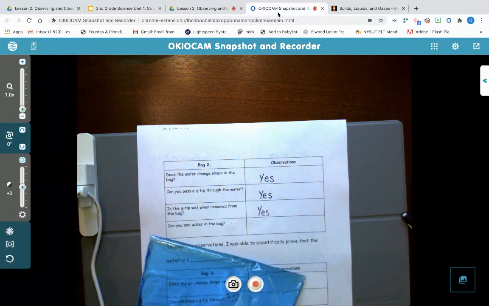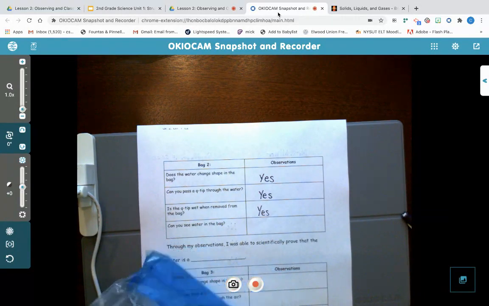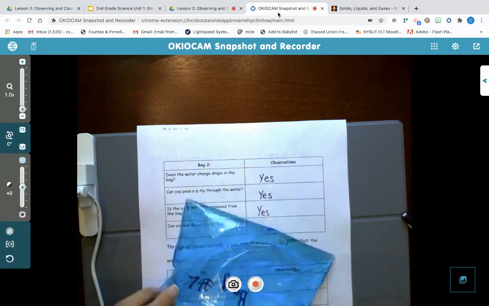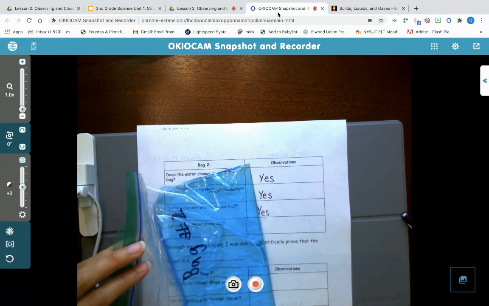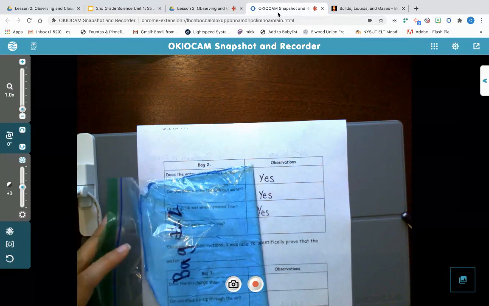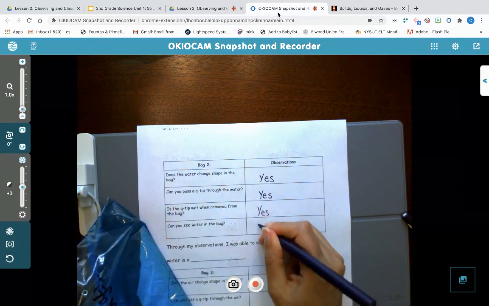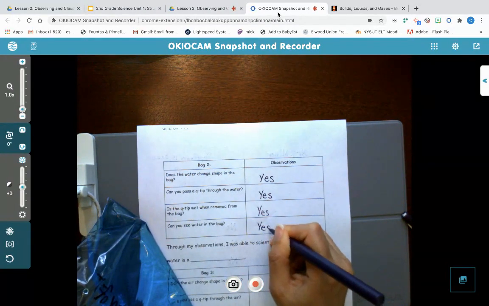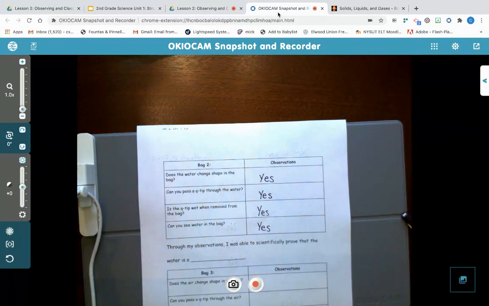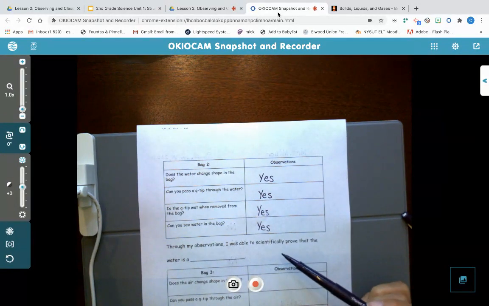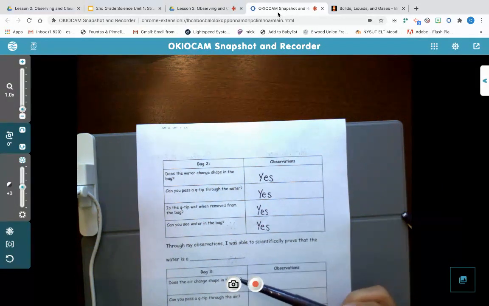Okay. And final question. Can you see the water in the bag? Thumbs up, thumbs down. Yes, you can. Okay, now again, we're going to finish this sentence. Through my observations, I was able to scientifically prove that the water is a blank, and you're going to fill in that blank.